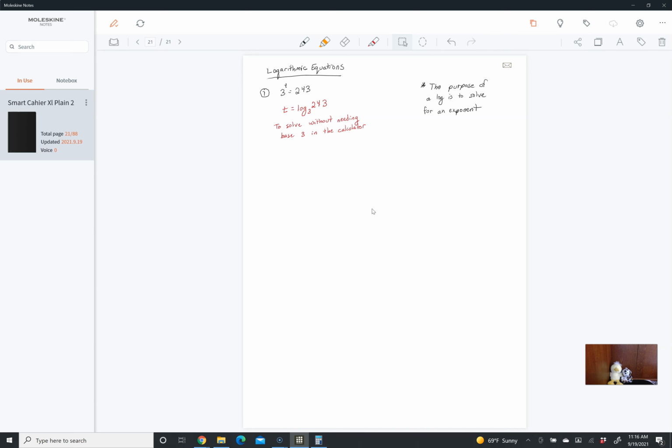So here, what we're going to do is start with 3 to the t is equal to 243. And we're going to take the log of both sides. We're doing it to both sides, so we're preserving the equality of 3 to the t and 243. So that's going to be our first step. Take the log of both sides.